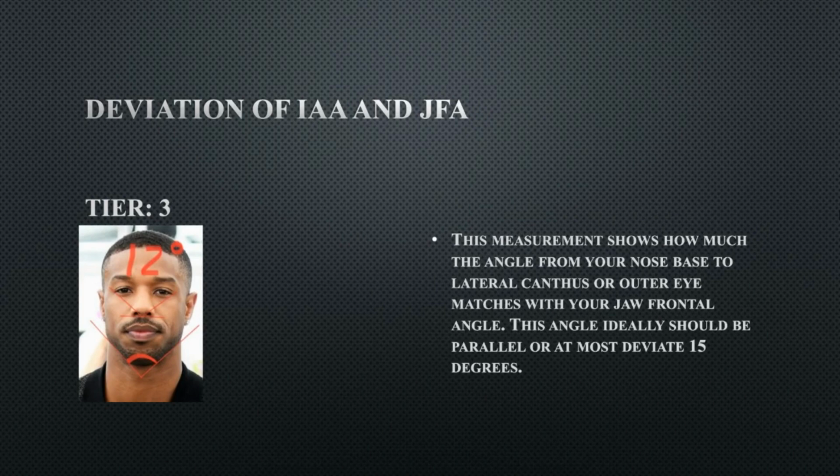His deviation from his ipsilateral alar angle and his jaw frontal angle. So the ipsilateral alar angle is just the mid-face angle, or the angle created from the mid-face going from the nasion to the outer edges of the eyes, and the jaw frontal angle. It shouldn't deviate more than 15%, and his deviates at 12%, which is close to 15%, but it's still not a flaw by any means, it's within the normal range. So he does get a tier 3.